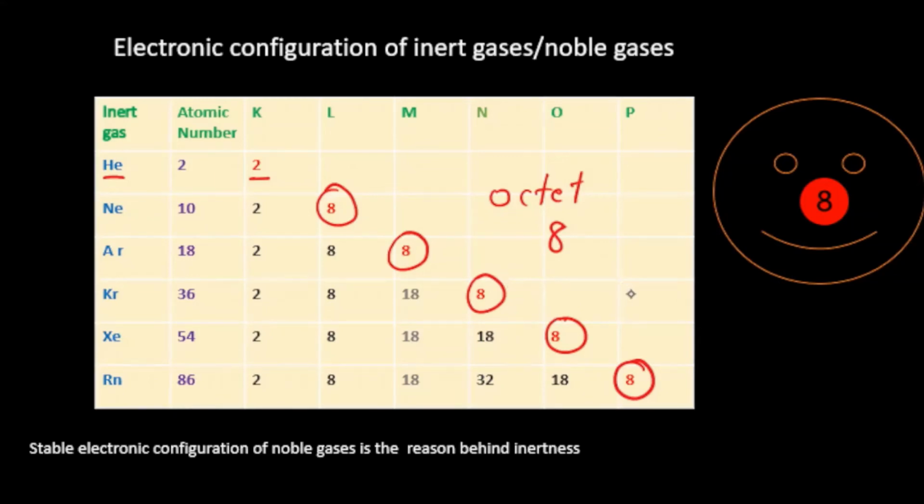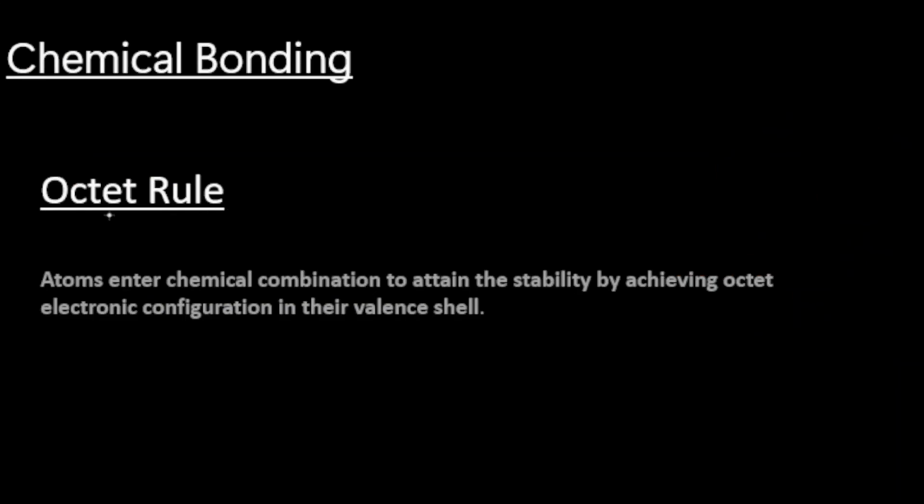So if an atom attains octet electronic configuration in its valence shell, you can say it is stable or happy. Right? So this can be generalized as a rule which is known as the octet rule. The octet rule says that atoms enter into chemical combination to attain stability by achieving octet electronic configuration in their valence shell.